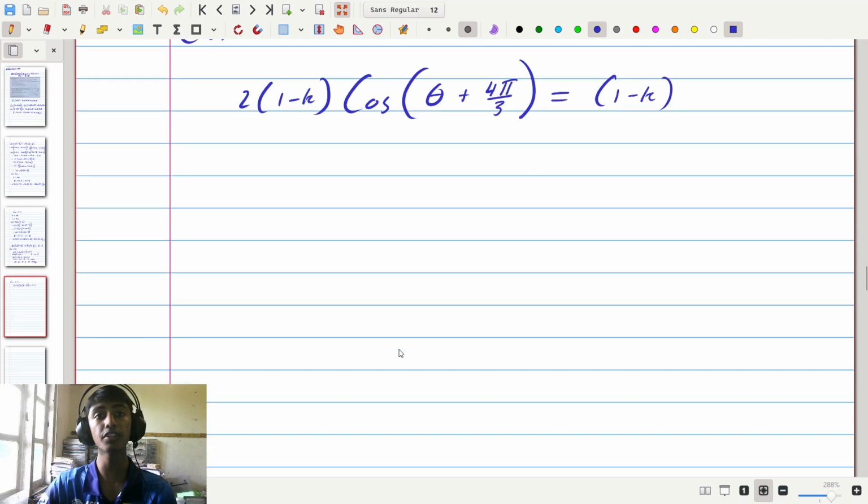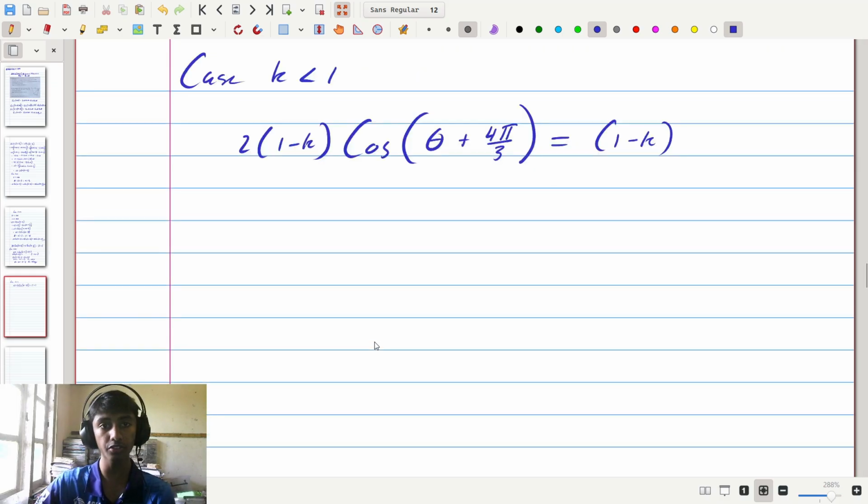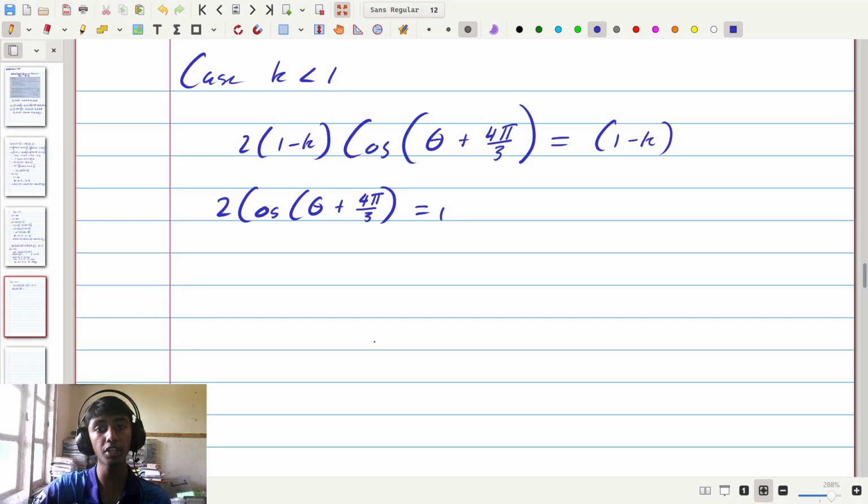Now considering this, we can see once again we have 1 minus k on both sides, which means we can divide by 1 minus k, leaving us with 2 times the cosine of (theta plus 4 pi by 3) equal to 1. Now once again we need to justify this, and we need to say this can be done because k is not equal to 1, and therefore k minus 1 is not equal to 0, so we can divide by k minus 1 on both sides without a problem.